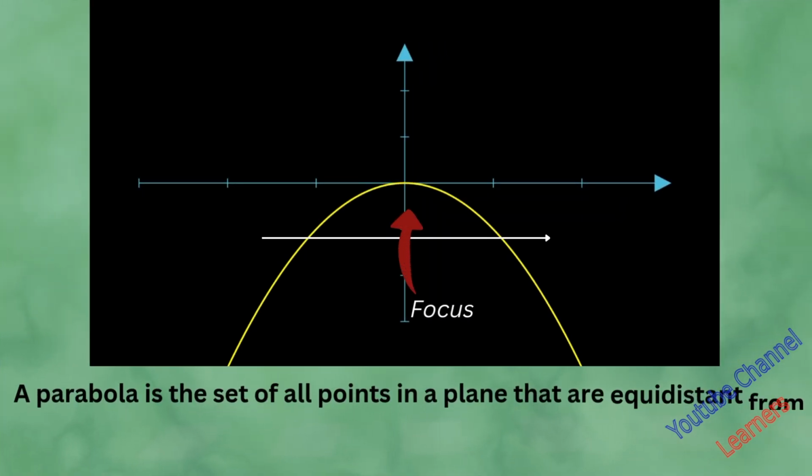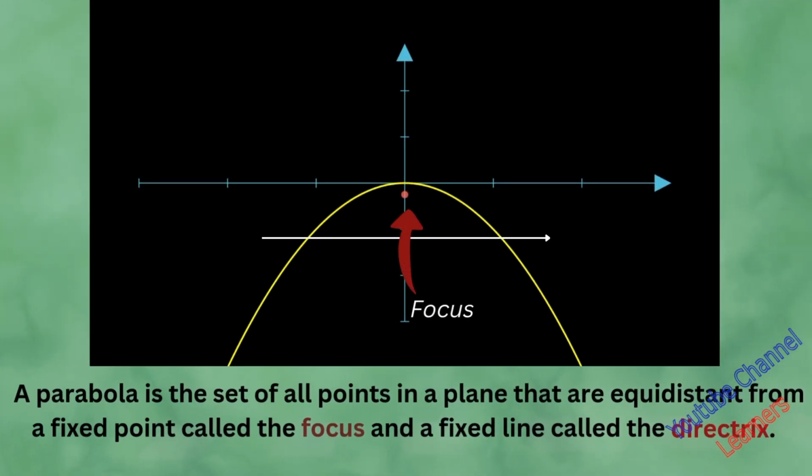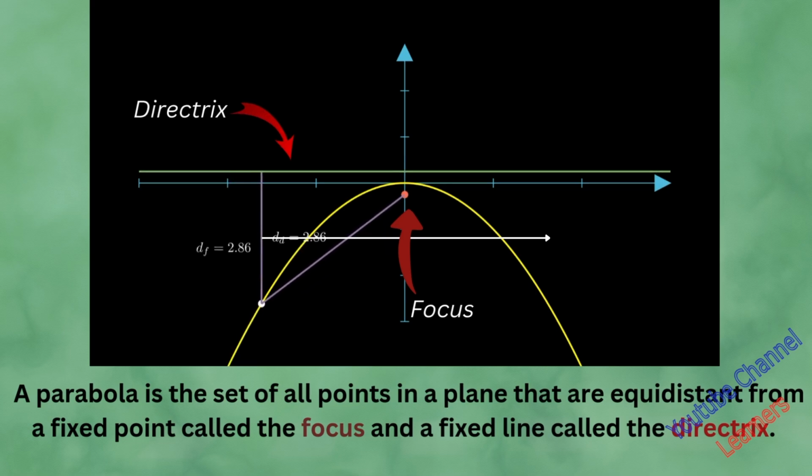A parabola is a trajectory which is formed when a point moves in a two-dimensional plane in such a way that its distance from a fixed point, which is the focus, and from a fixed line, which is the directrix, remains the same.